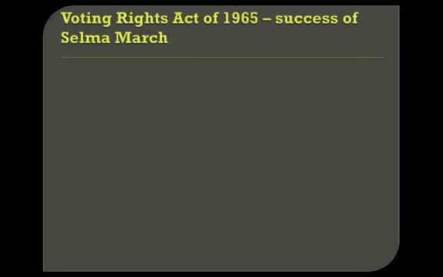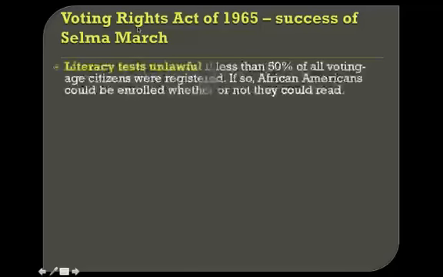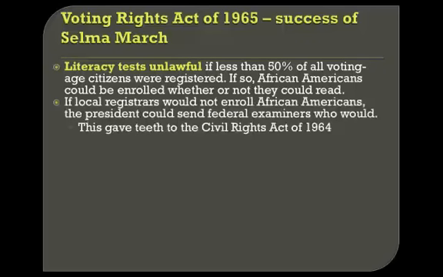So the Voting Rights Act of 1965 is about the voting rights of American citizens. So this is mainly all about voting. So literacy tests are made unlawful if less than 50% of all voting age citizens were registered. If so, African Americans could be enrolled whether or not they could read. If local registrars would not enroll African Americans, the president could send federal examiners who would register people to vote. So this gave some teeth to the Civil Rights Act of 1964.